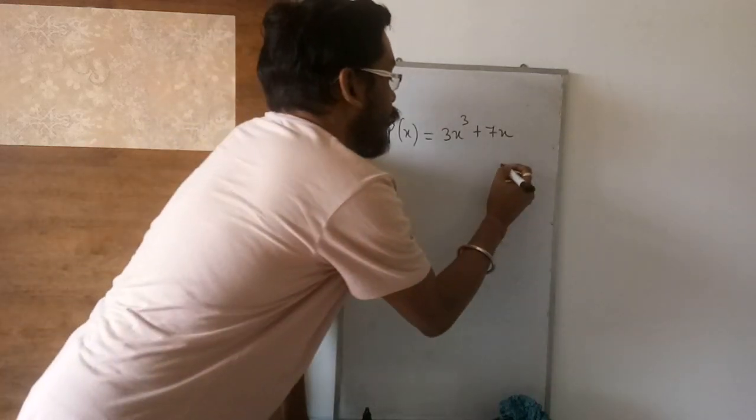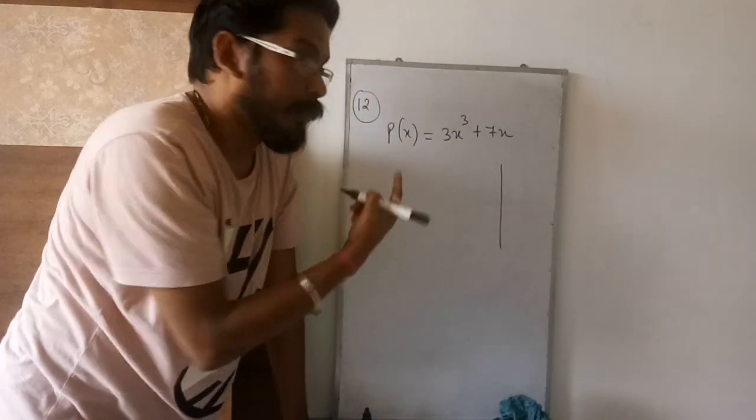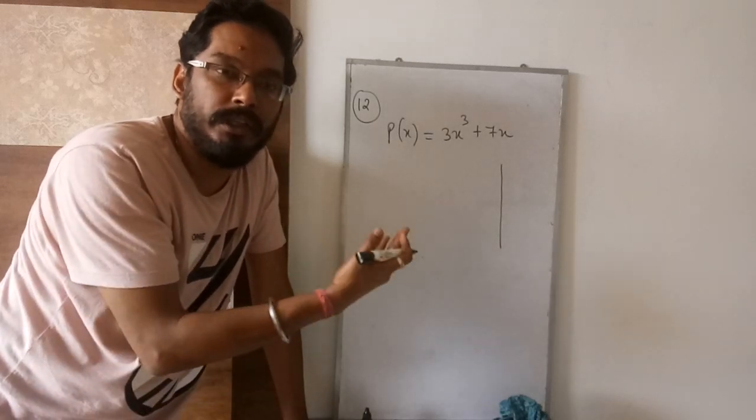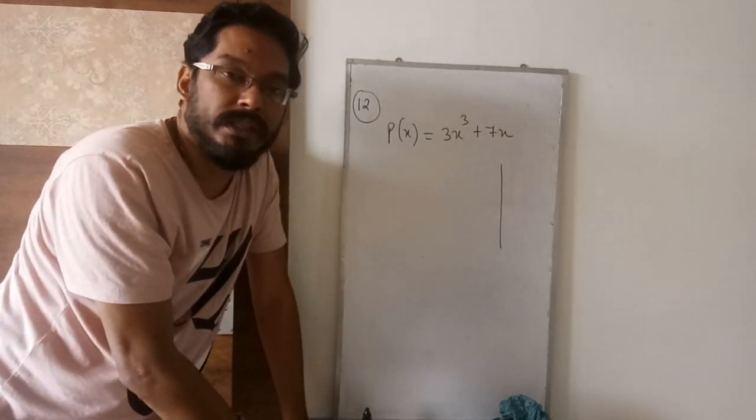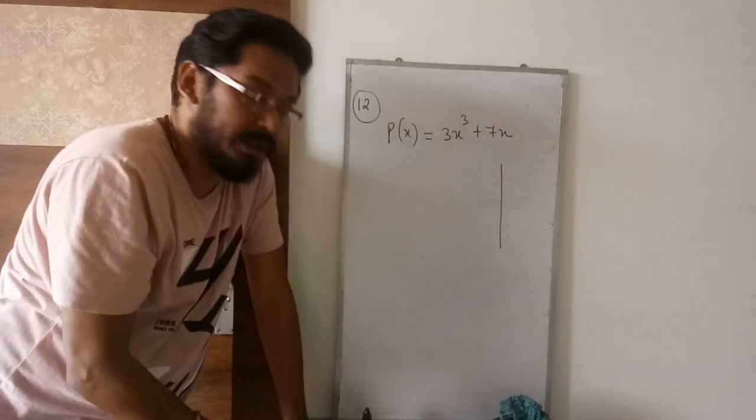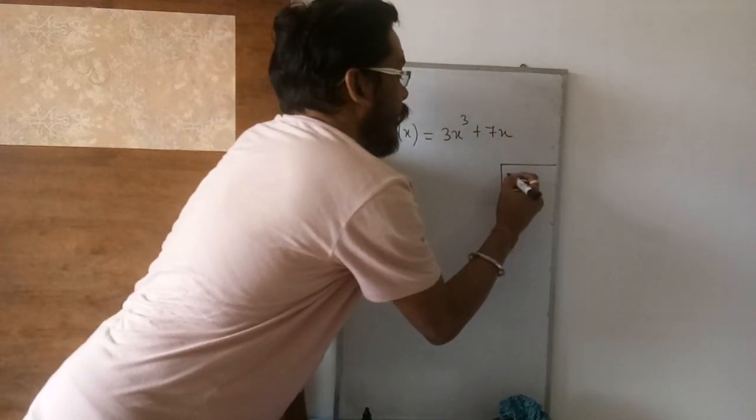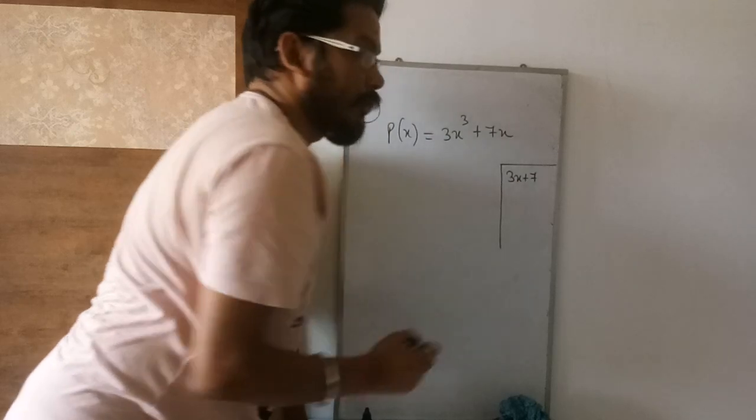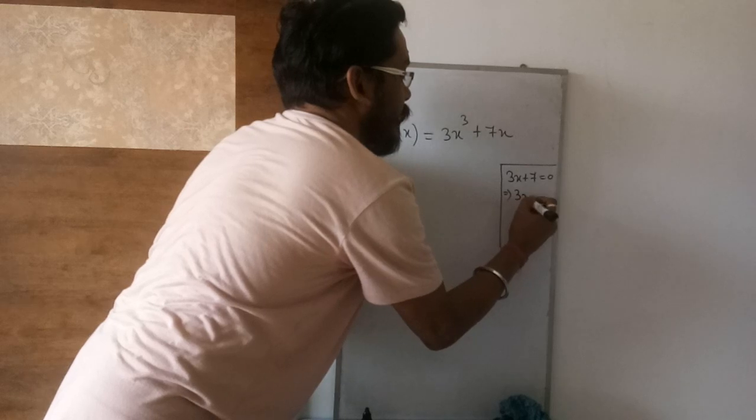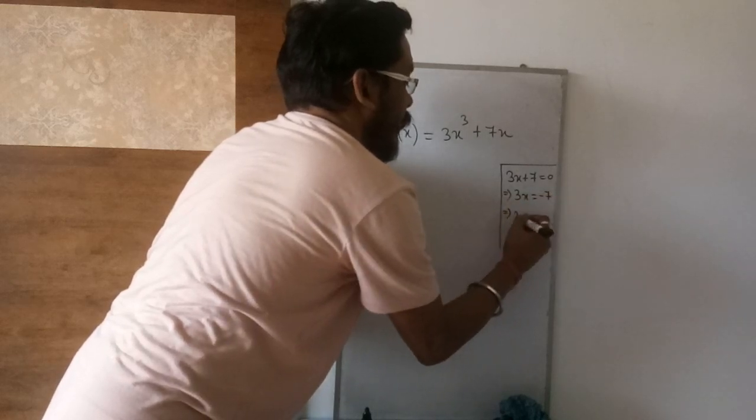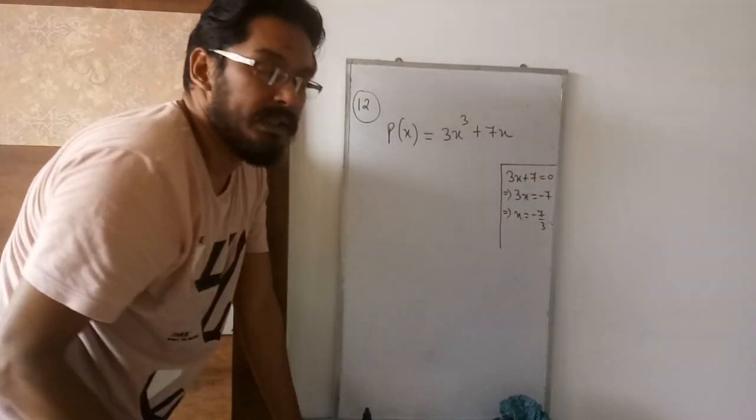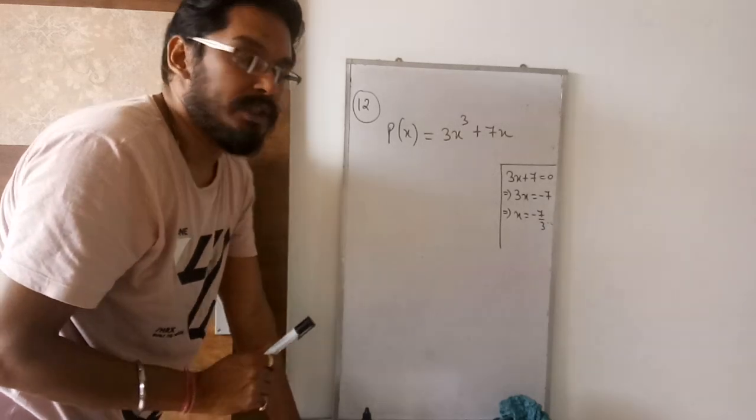So let me find out the value of x which I have to put here. Because whenever we use the remainder theorem, we put the value of the variable. So from this part I will find the value of x, and that value only I will put here. This is the rough work. 3x plus 7 equal to 0, so 3x equals minus 7, x equal to minus 7 by 3. So this is the value of x. I will put this value of x in this polynomial and I will see whether remainder is 0 or not.